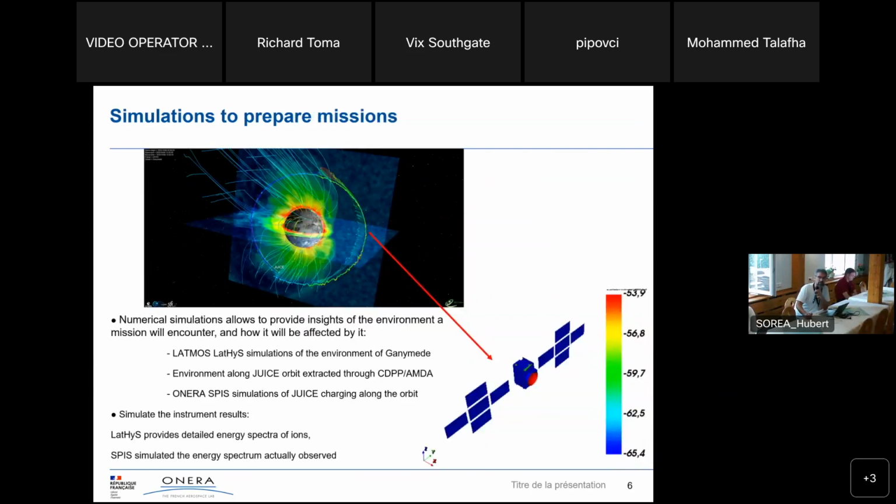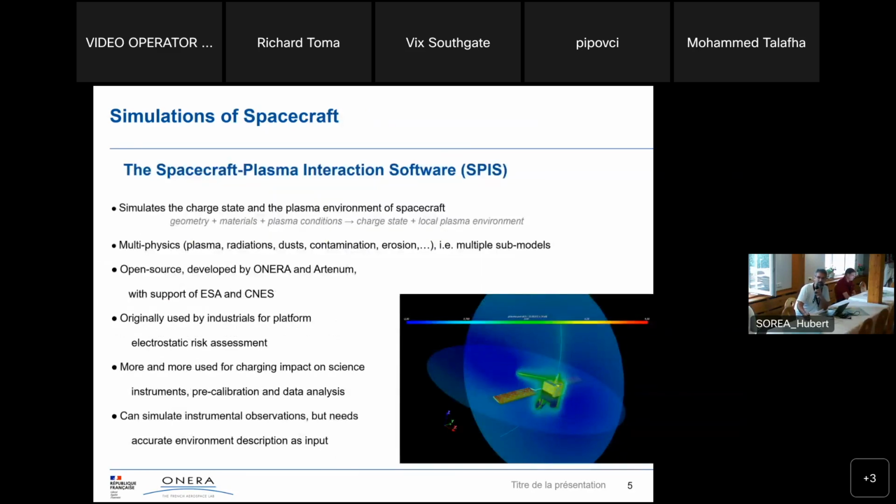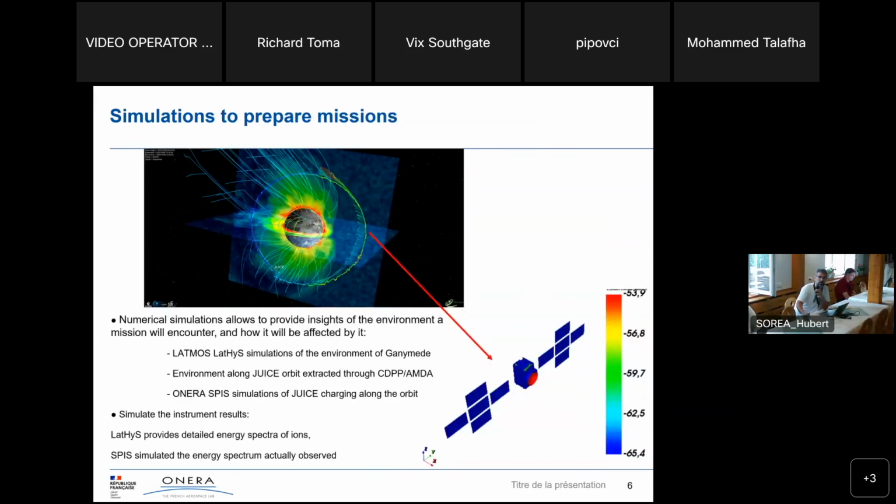This environment description can come from measurements, but it can also come from simulation. So we can use as inputs simulations made by the magnetospheric model. For example, we did that for Ganymede, for an orbit of JUICE around Ganymede. You can see on the top a picture from the 3DView tool at CDPP showing, I think, oxygen ions around Ganymede with the trajectory of JUICE around it and the magnetic field lines wrapping around Ganymede. And the magnetospheric tool gave us the density, temperature, and so on of the different populations that we injected in the spacecraft model, and we were able to model the charge level of the spacecraft along one orbit.